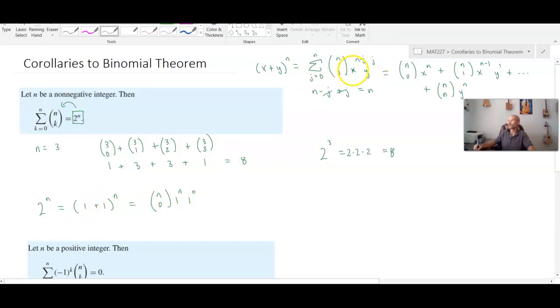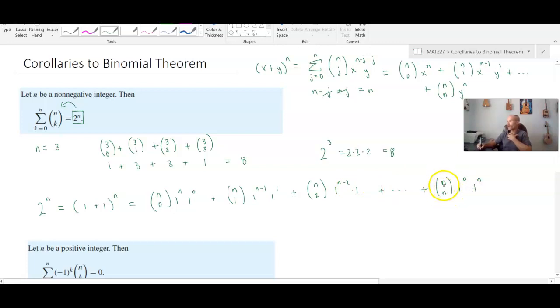All I'm doing is using 1 for both of those bases. Plus, I would have n choose 1, 1 to the n minus 1 times 1 to the first, plus n choose 2, 1 to the n minus 2 times 1. And I'm going to have a bunch of these terms. I have n of them, so I can't write them all out. I don't know what n is equal to, but the final term will be n choose n, 1 to the 0 times 1 to the n.